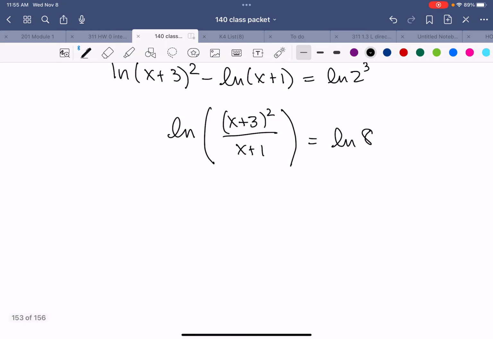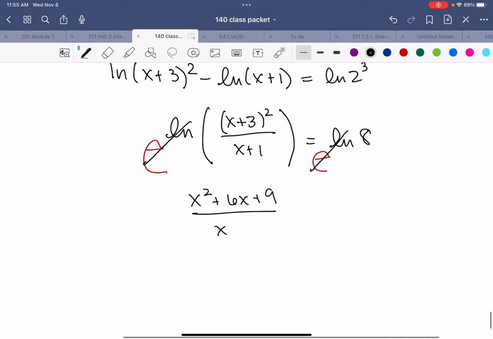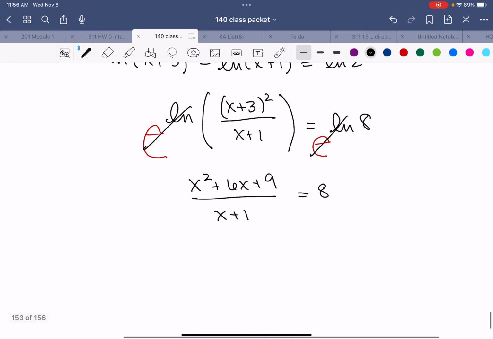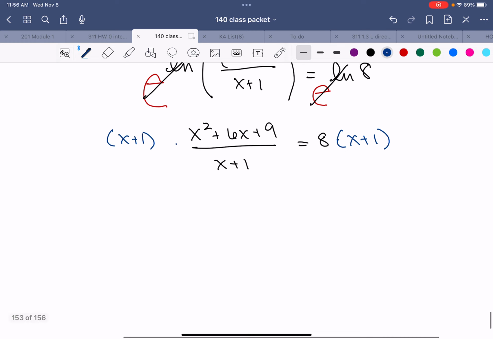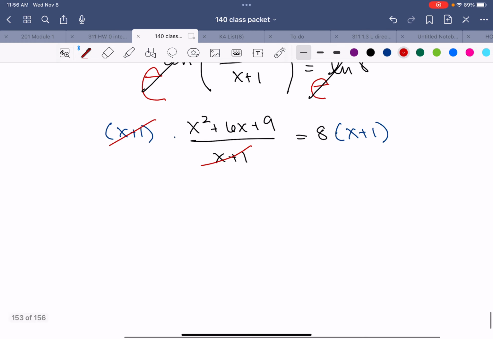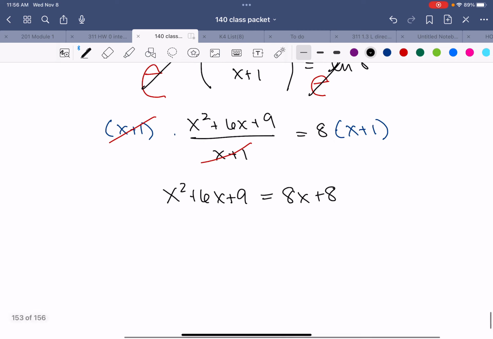And now, because I have the natural log on both sides, I can take the e of both sides, and those will cancel out. And so it cancels on both sides. And that's going to leave me with x plus 3 squared, which is x squared plus 6x plus 9, all over x plus 1, has to be equal to 8. So let's multiply both sides by x plus 1. And that's going to cancel my x plus 1's on the left. So I'll have x squared plus 6x plus 9. And on the right, I have 8x plus 8.